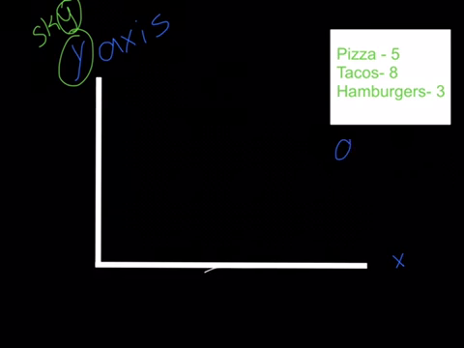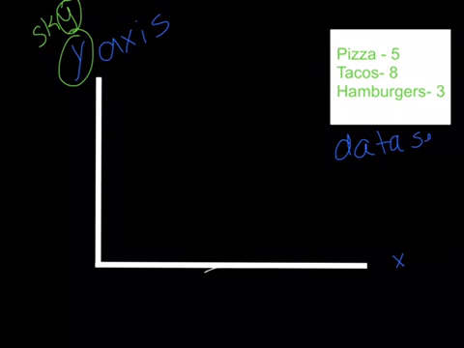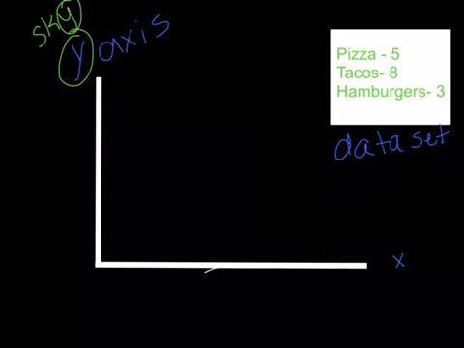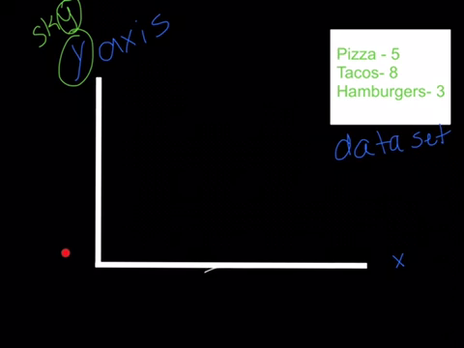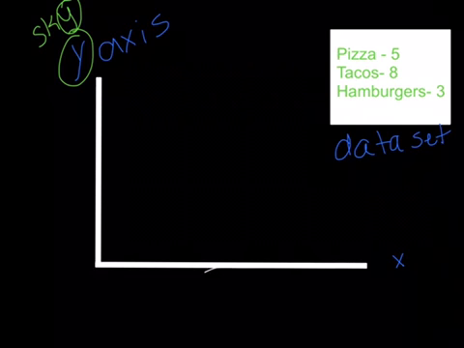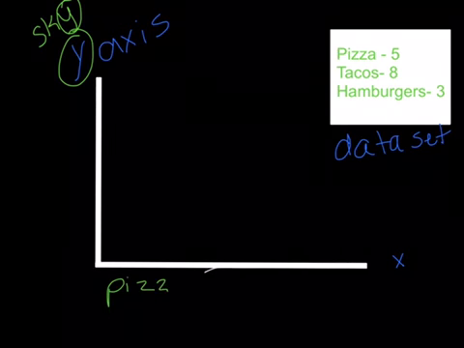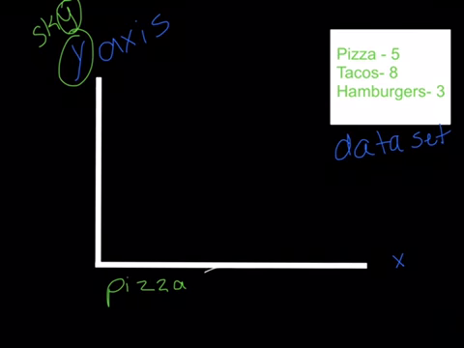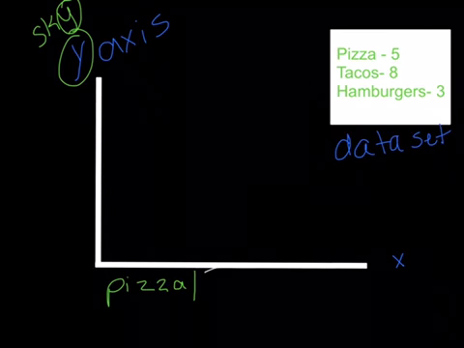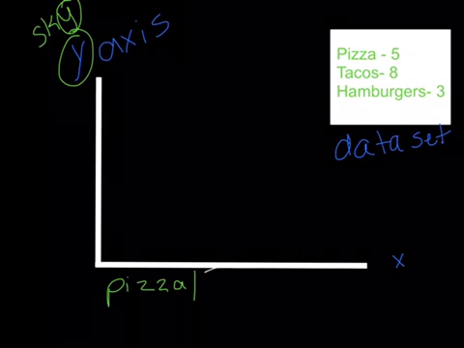We already have our data set given. And now what we need to do is represent the fact that we have 5 students choosing pizza on our bar graph. So are we going to put pizza listed on our y-axis, or are we going to list it on our x-axis, or horizontal axis? Yeah, we're going to put pizza on our x-axis. We're going to show the pizza choice on our x-axis. What's our next choice that people could have chosen for lunch? Yeah, tacos was our next choice.